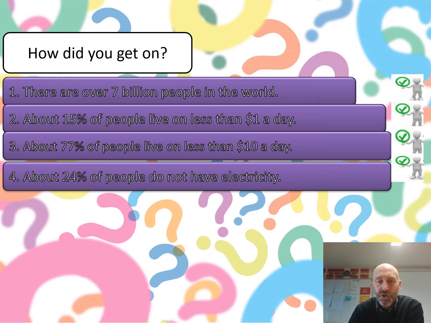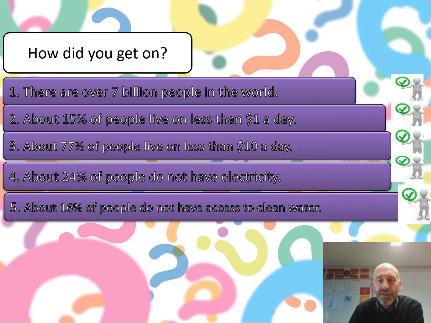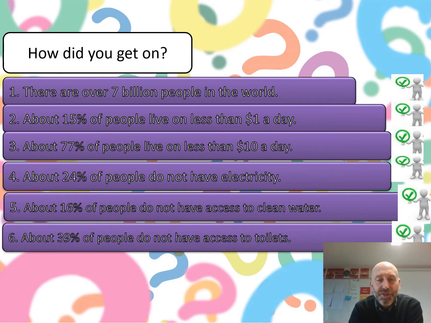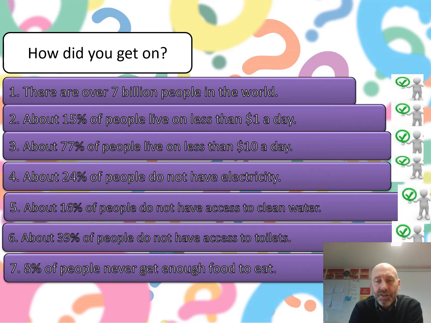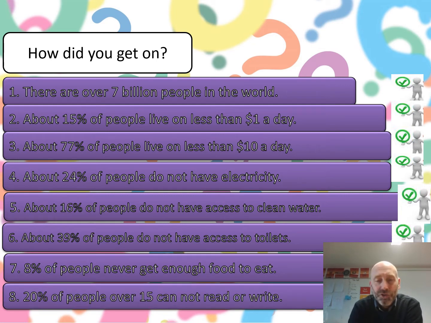Number 4 was also true. About 24% of people do not have electricity. About 16% of people do not have access to clean water. That is true. About 39% of people do not have access to toilets. It's true that 8% of people never get enough food to eat. And it's also true that 20% of people over 15 cannot read or write globally. It was probably predictable that they were all going to be true, but give yourself a mark out of 8.